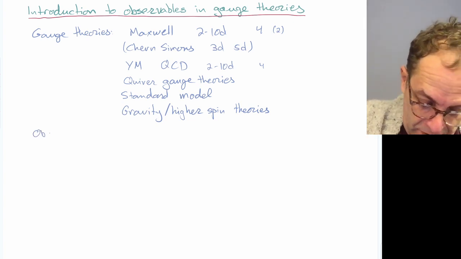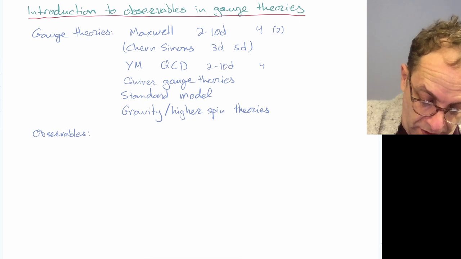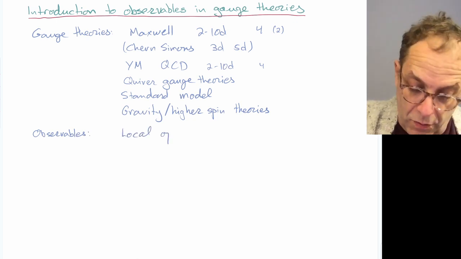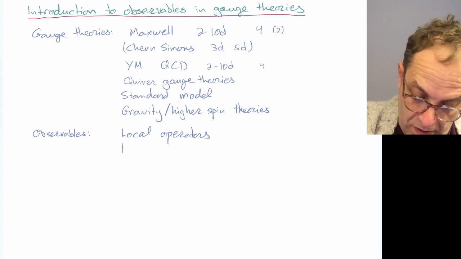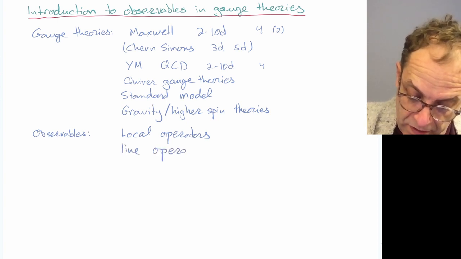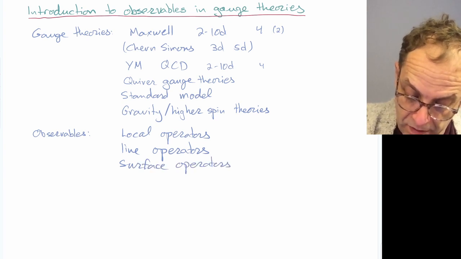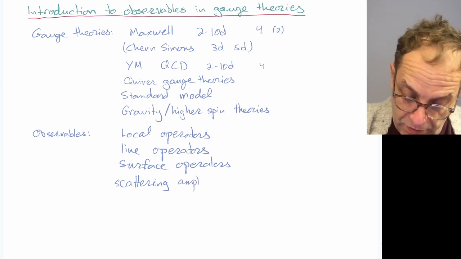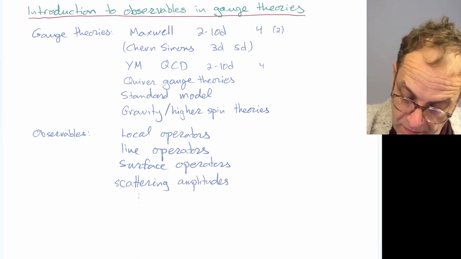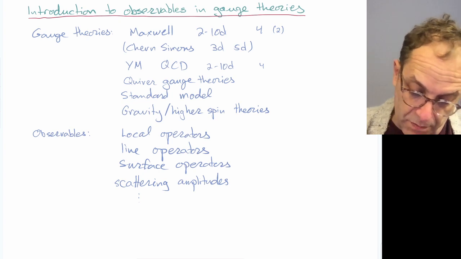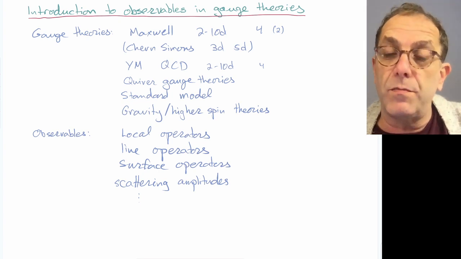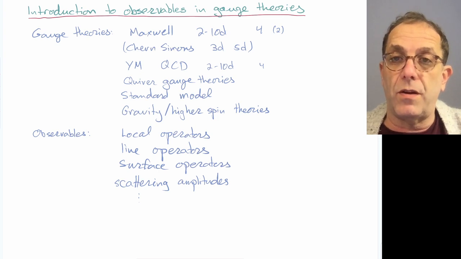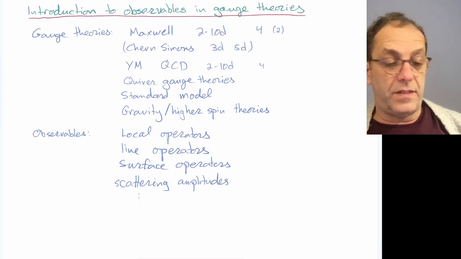So what observables are there? So we have local operators, line operators, surface operators, you can also define scattering amplitudes, and there are some more. But I will focus mostly on line operators, but also talk about local operators and surface operators a bit.